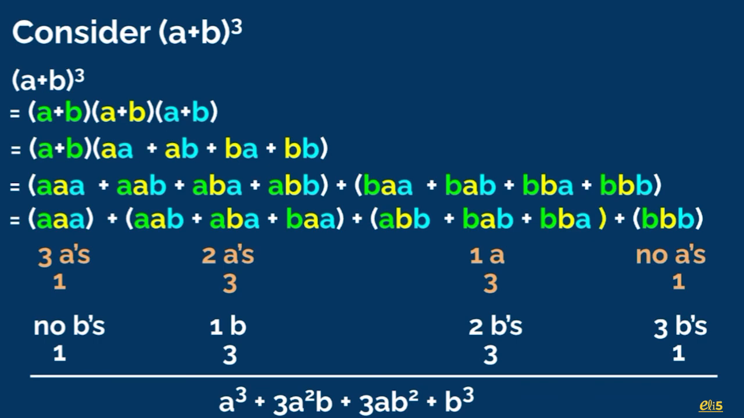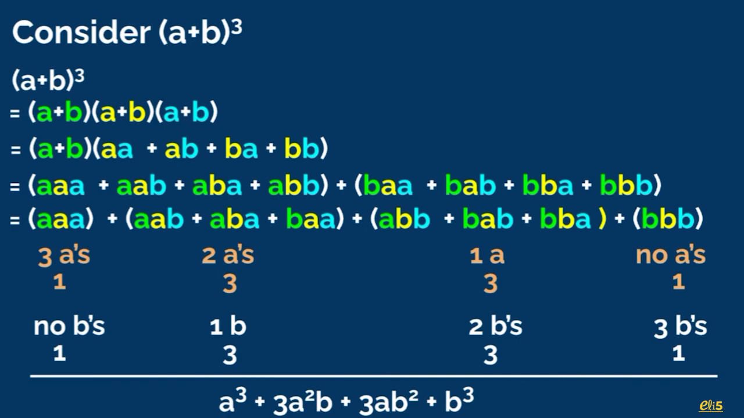Now before ending this discussion, one more thing that you might have observed is how 3C3 and 3C0 were the same, and similarly 3C1 and 3C2 were the same. Can you infer something from this? Look at a few expansions and you would find that the coefficients of expanded terms are symmetric.